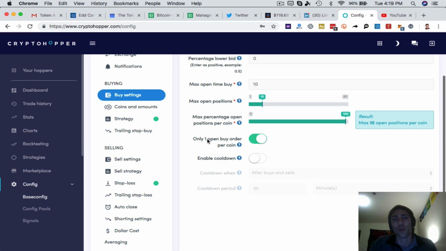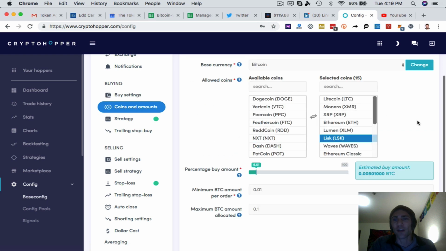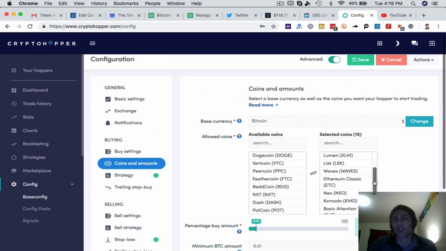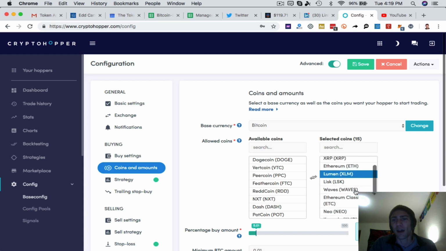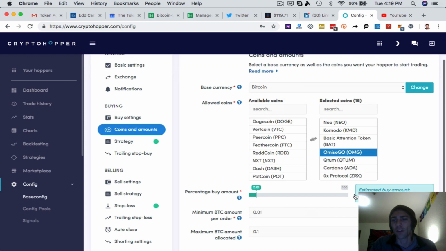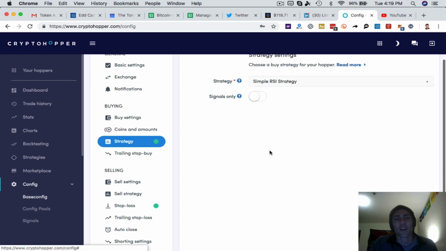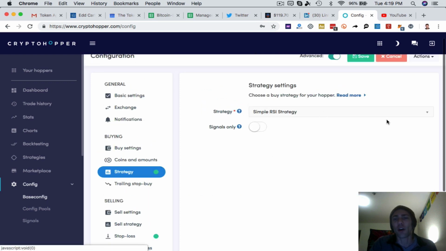The max percentage open positions per coin is 100, so it can actually make multiple buys. Even though it says only one open buy order per coin, I have this set so it can buy more if the conditions are met. Coins and amounts, I've got this again at the simplest hopper, so I just chose 15 coins here, some of the larger cap, and then some of the more well-known, smaller cap projects. Strategy is just the simple RSI strategy.